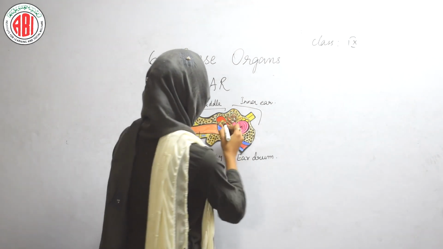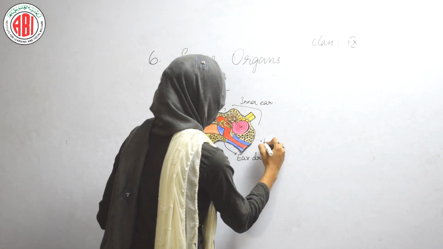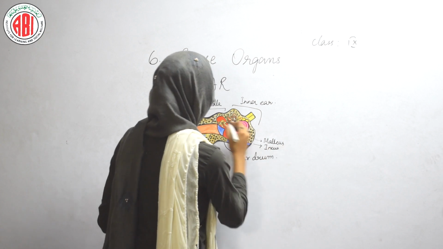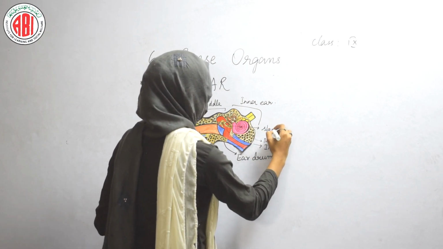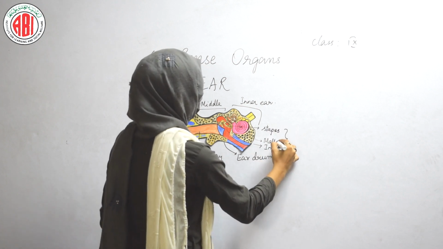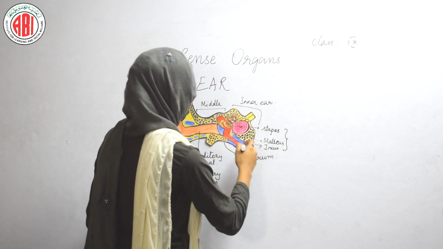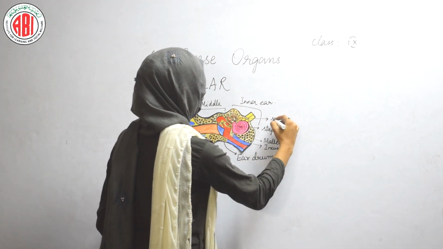Next, three important bones are present here. The first one is called the malleus, the second bone is called the incus, and the third and the smallest bone of our body is the stapes. These three are very important bones that vibrate when the sound touches them, and the sound waves then reach the semicircular canals.